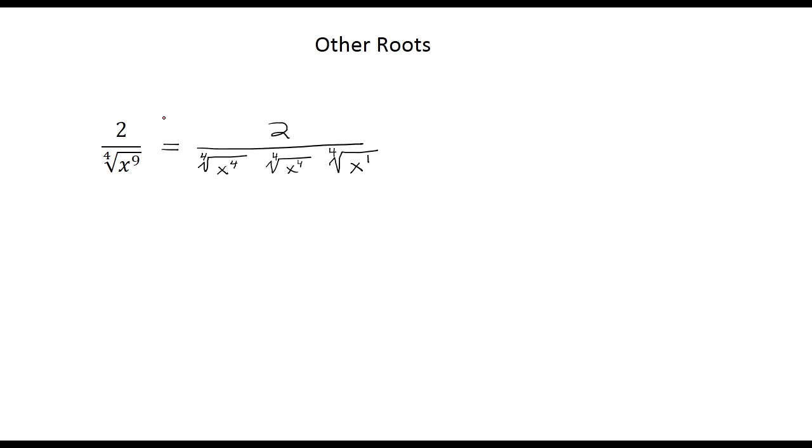All right, let's look at this problem, because this one has an index of 4, and I've got a variable raised to an exponent underneath. Now, if I break that apart, that's the same as the fourth root of x to the fourth, fourth root of x to the fourth, fourth root of x to the first, because here's my 4, 4, and 1. Here's my 9 x's. Now, these guys will both turn into x's. This will turn into an x, and this will turn into an x.